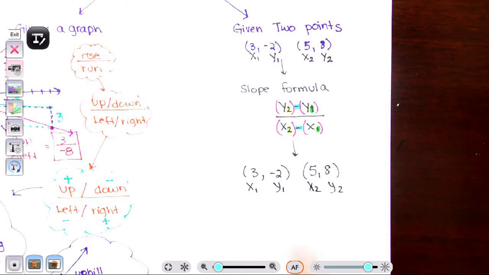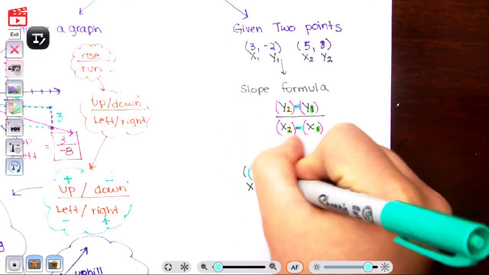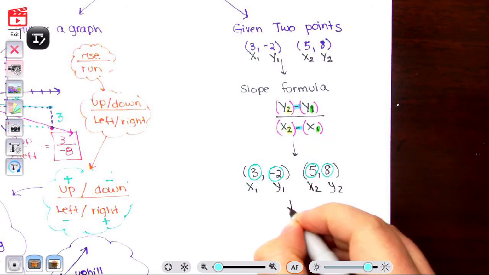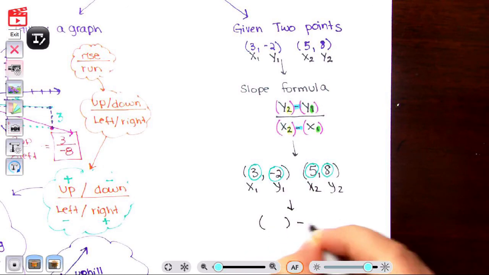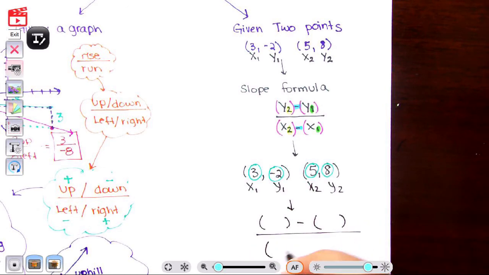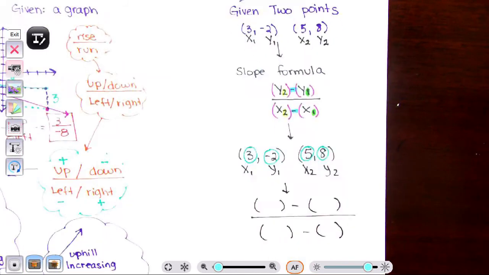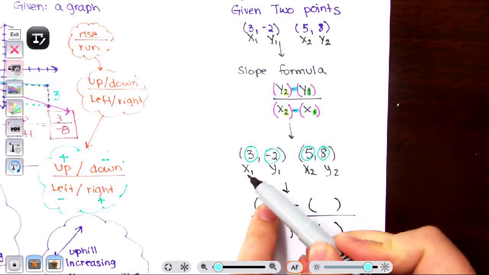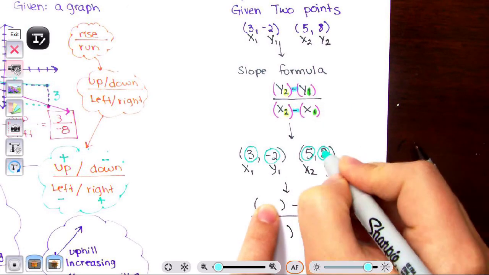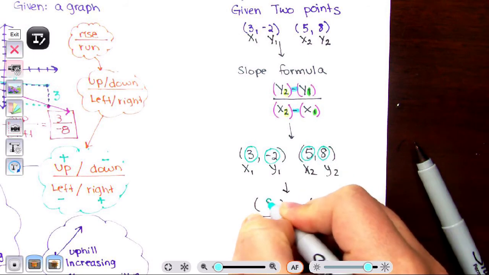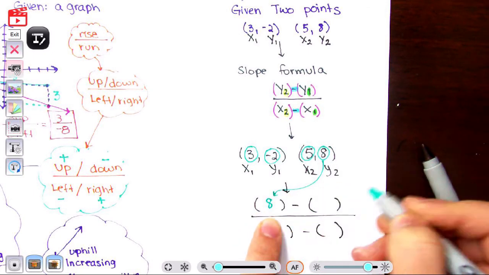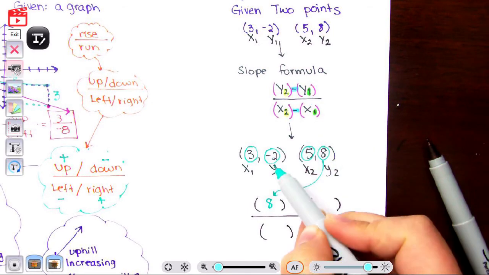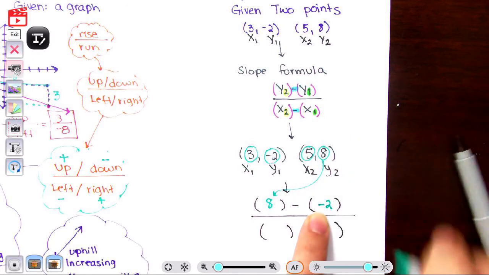So each of these are going to be put in a bubble. So this is a bubble. This is a bubble. This is a bubble. And this is a bubble. So I'm going to take my formula. This is my formula. So y2 is here. Do you see how y2 is the first bubble? Where is y2? y2 is this bubble here. So I'm going to take y2 and I'm going to put it in here. Minus y1. Do you see where y1 is? y1 is this bubble here. y1 is -2. So I'm going to put -2 inside the bubble.